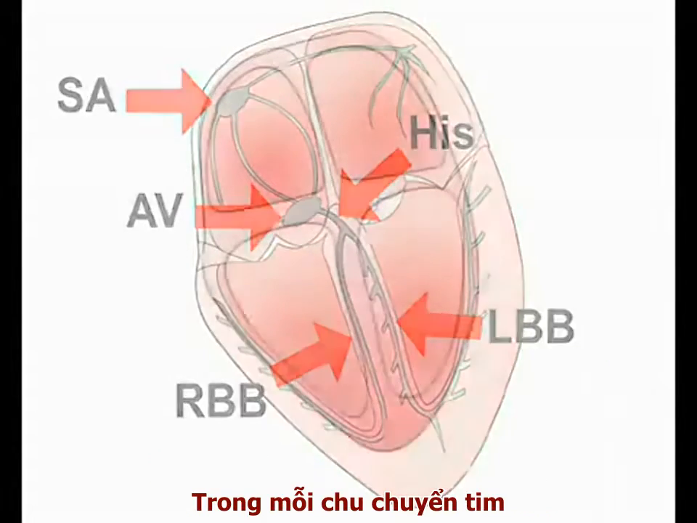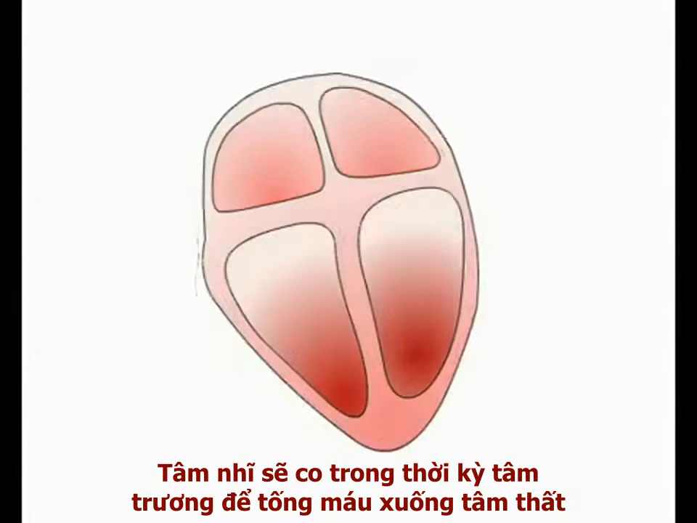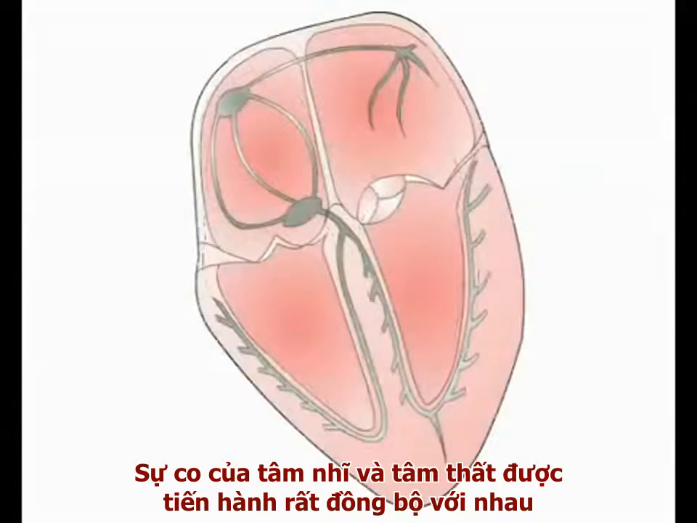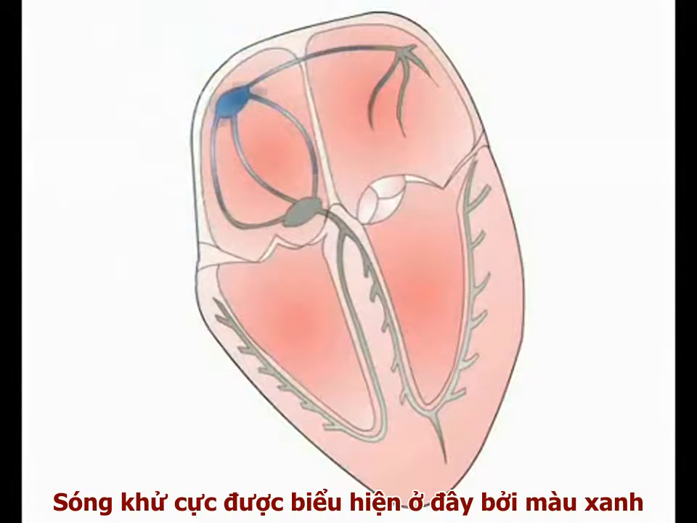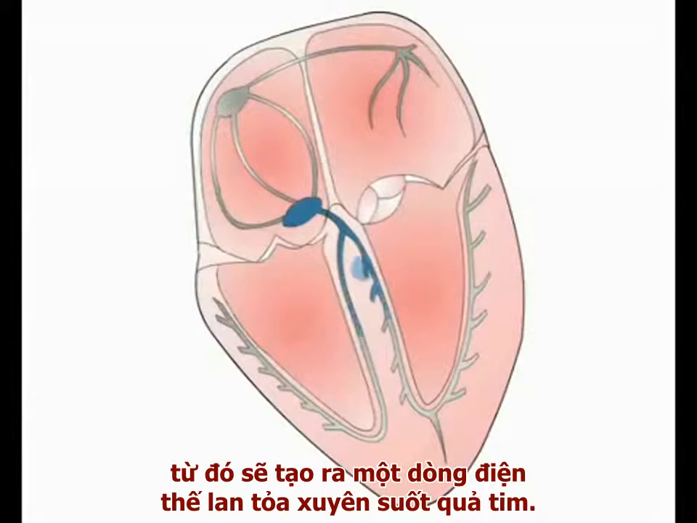septum. During each cardiac cycle, the atria contract in diastole to fill the ventricles, which then contract during systole to supply blood to the lungs and the systemic circulation. Contraction of the atria and ventricles is tightly coordinated by a wave of depolarization spreading through the muscular walls of these chambers. The depolarization wave, seen here in blue, reflects movement of charge across myocyte membranes and is in effect an electrical current spreading through the heart.